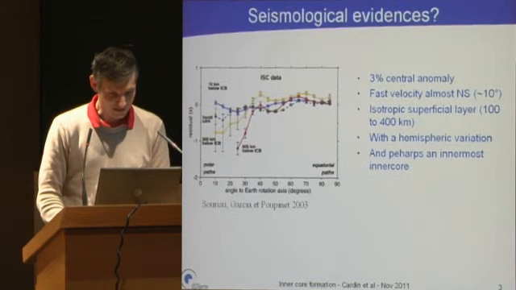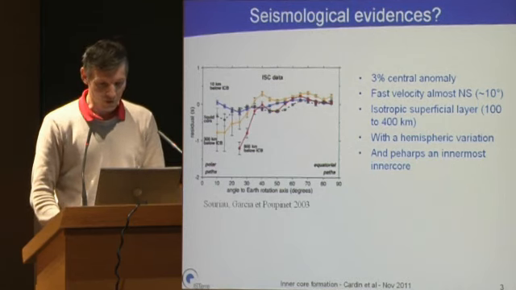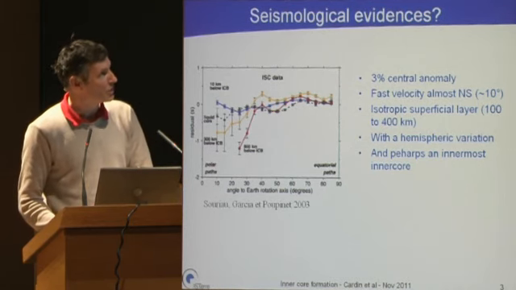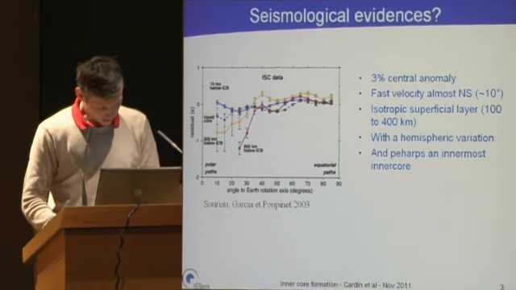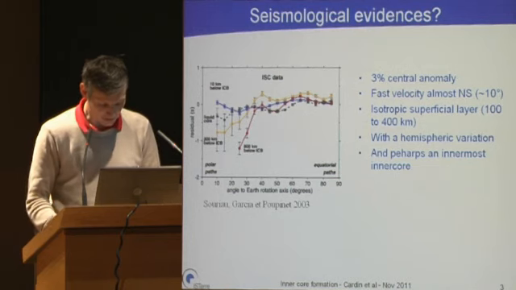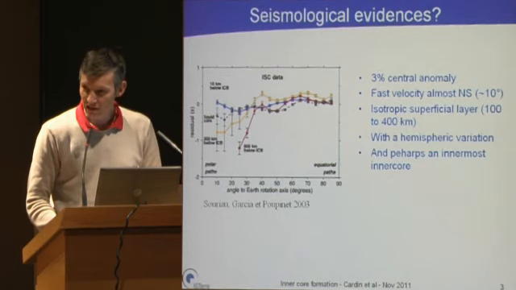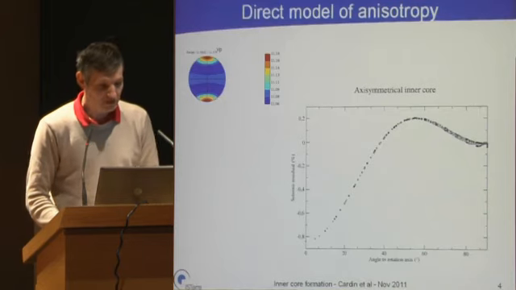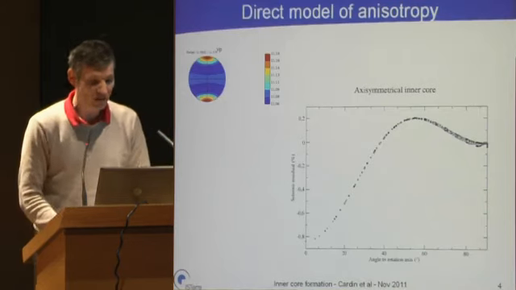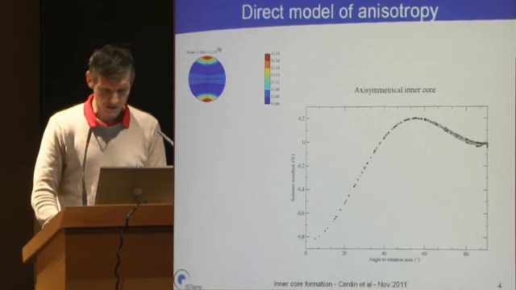I will be fast at the beginning. Seismological evidence we have seen this morning, and this is what we'd like to explain. One very important thing is to explain why the uppermost inner core is not anisotropic, is isotropic. This is a direct model of anisotropy, which has been done by Ainoa Alenko, who is doing her PhD in Grenoble.